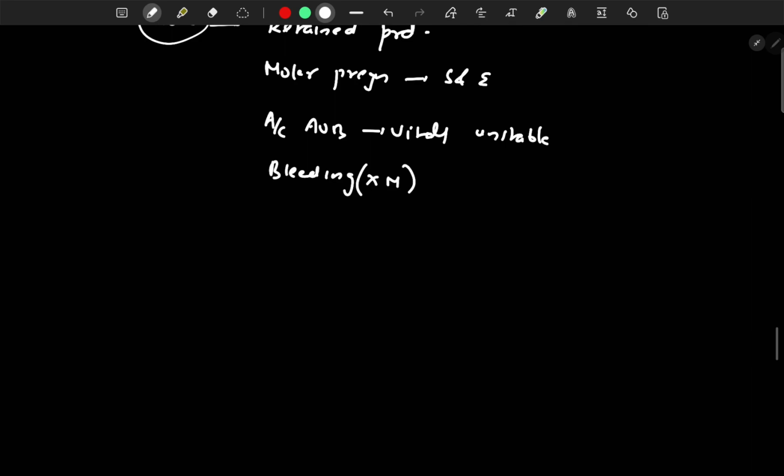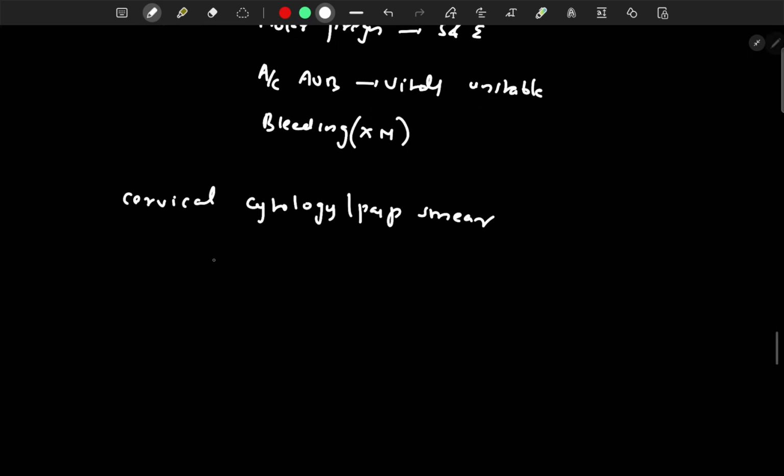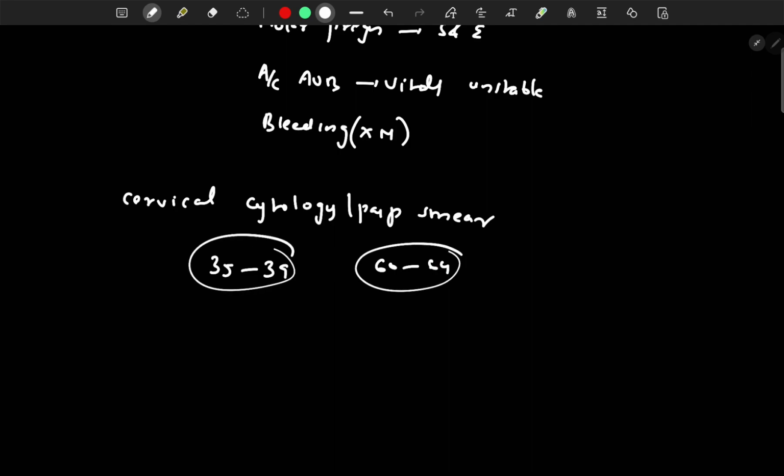Another investigation is cervical cytology, that is the pap smear, when you are suspecting carcinoma cervix. It has a bimodal peak, that is, it can be seen in people of 35 to 39 years as well as 60 to 64 years. So these are the two age groups in which this is seen.